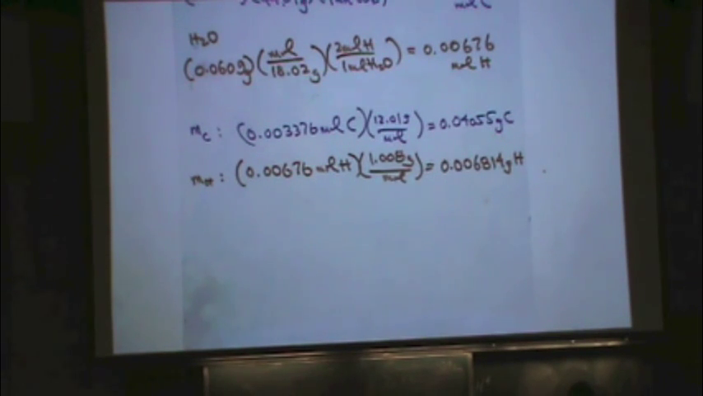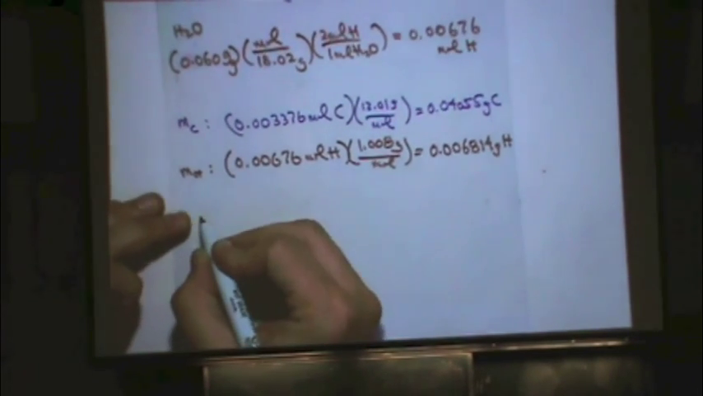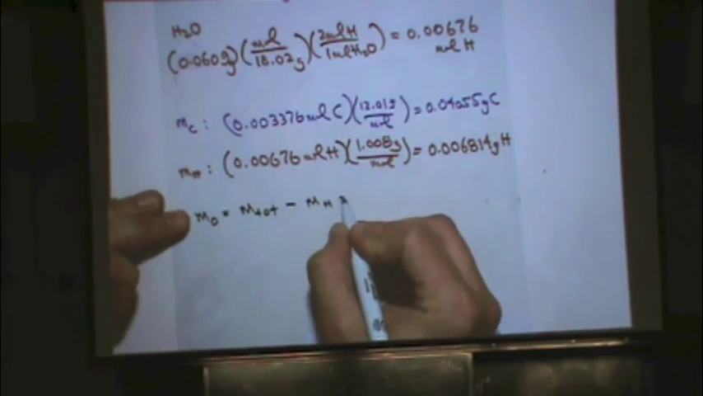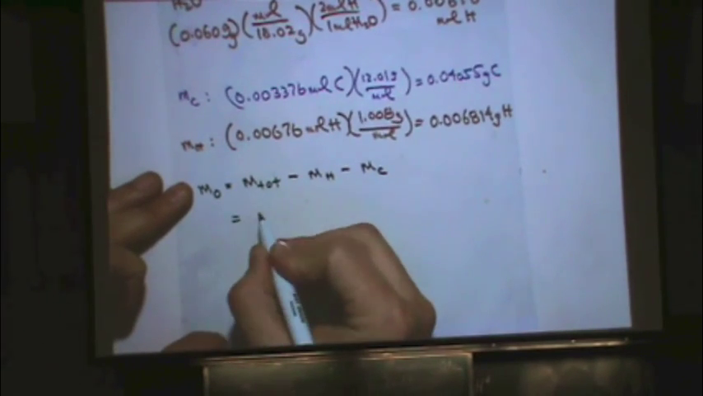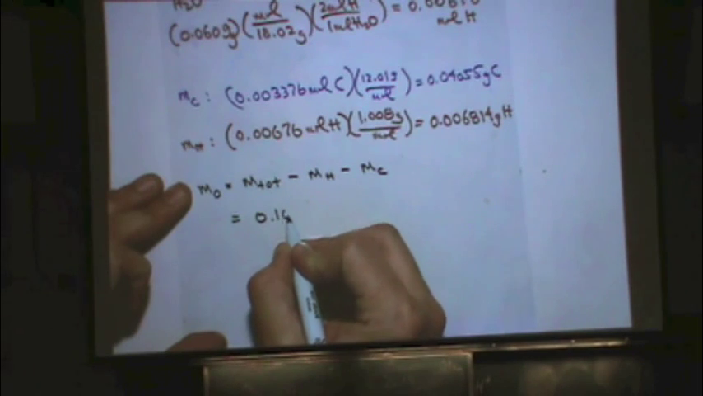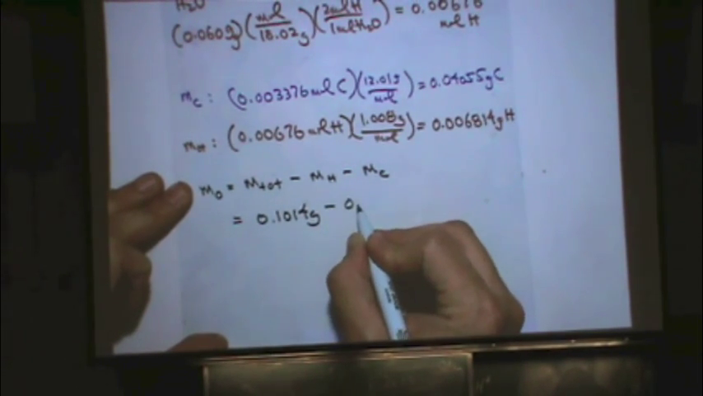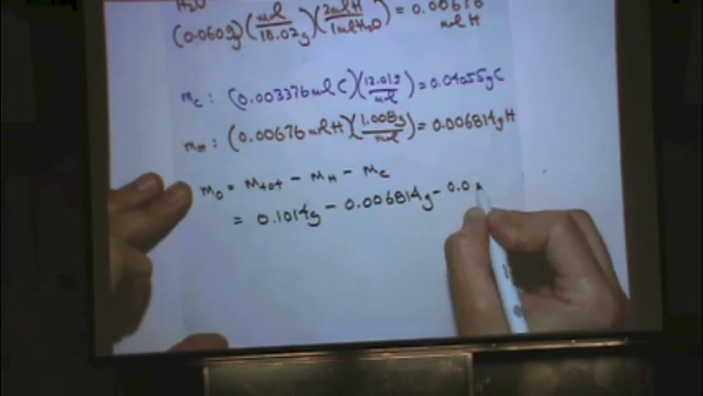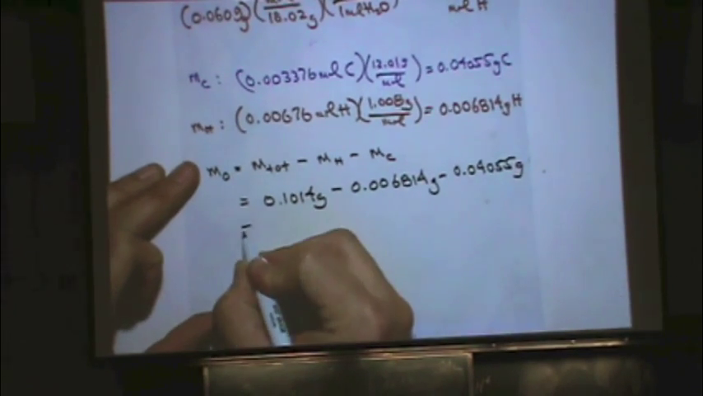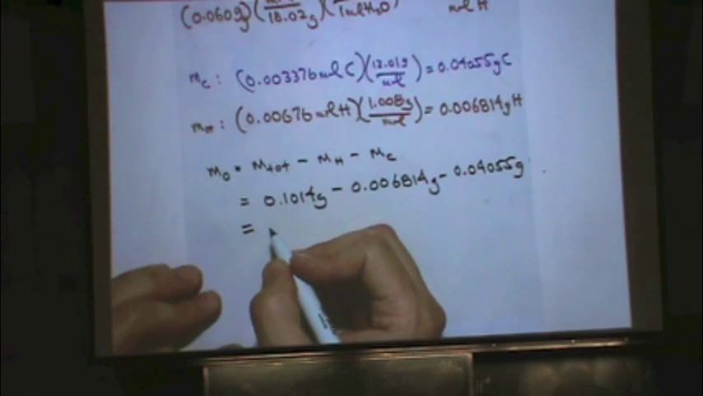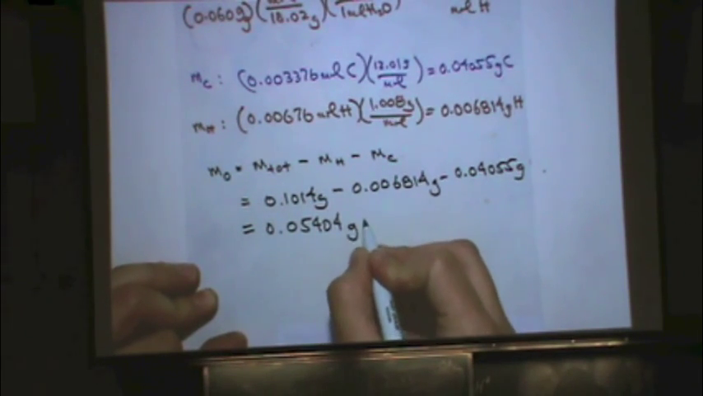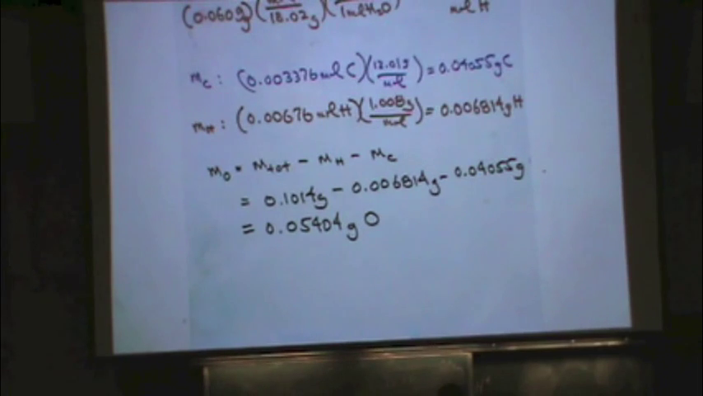My next step, if you look at the flow chart, is to use that one formula to find the mass of oxygen. So the mass of oxygen will be the total mass minus the mass of hydrogen minus the mass of carbon. The total mass is given in the problem. It's 0.1014 grams. Mass of hydrogen, I just calculated it, 0.006814. And the mass of carbon, I just found that too, it's 0.04055. Let's see what this number is. It is 0.05404 grams of oxygen.